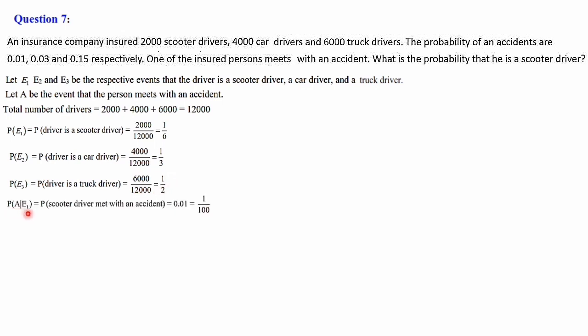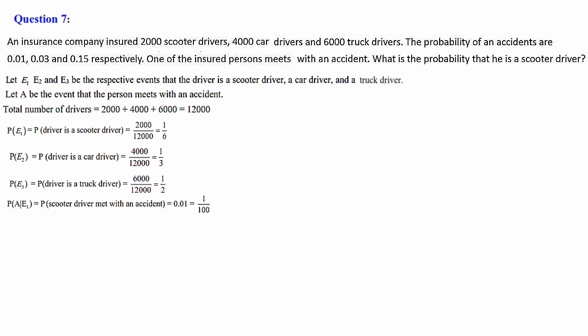Then P of A given E1. The probability of an accident are 0.01, 0.03, 0.15 respectively. Means for a scooter driver meeting an accident is 0.01. P of A given E1 means the probability that a scooter driver meets with an accident, that is 0.01. Just write it as the fraction 1 divided by 100, because everything we have written in fraction, so this also in fraction is better.